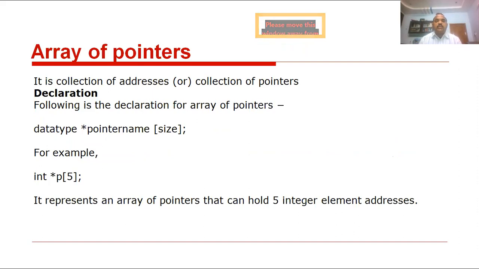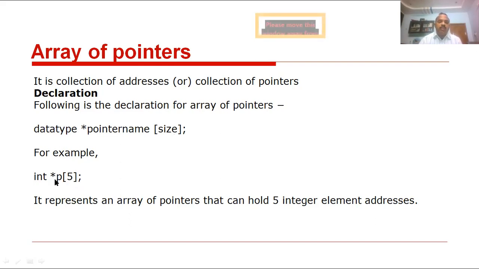So the next concept is array of pointers. It is a collection of addresses or collection of pointers, that is called an array of pointers. What is the declaration, the general syntax and example of an array of pointers? The following is the declaration for an array of pointers: data type, asterisk, pointer name, then the size of the array. For example, int asterisk p of 5.